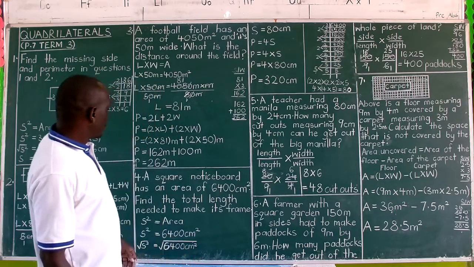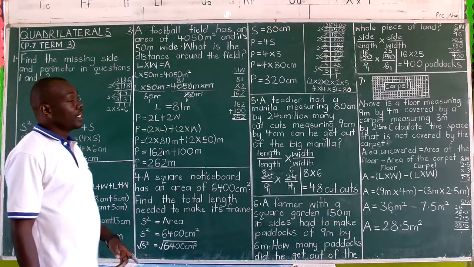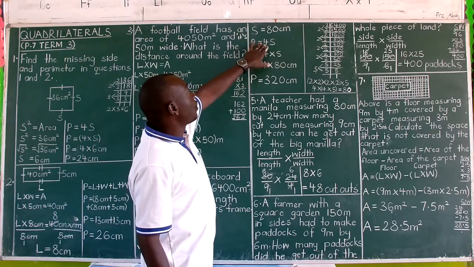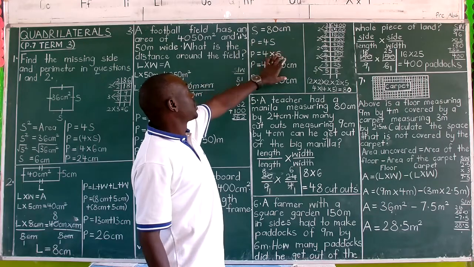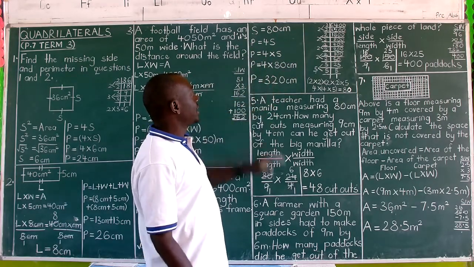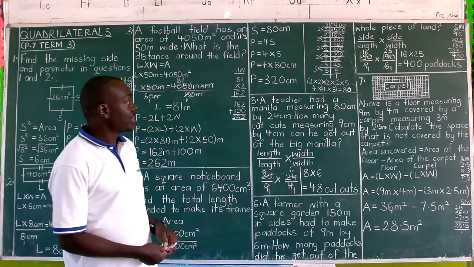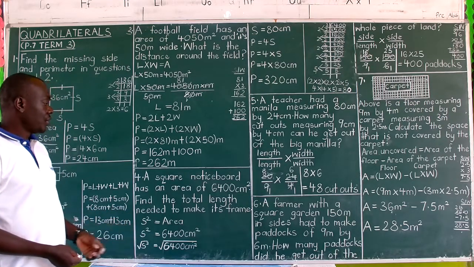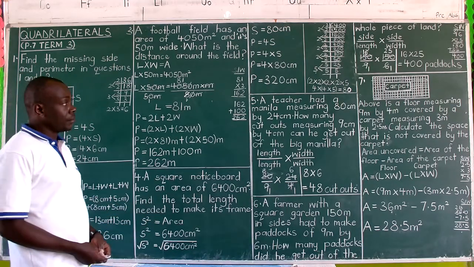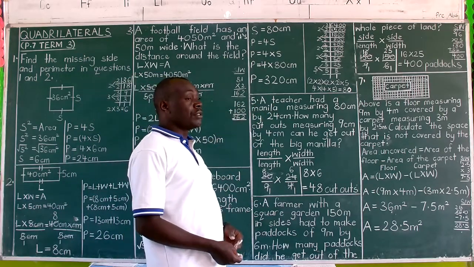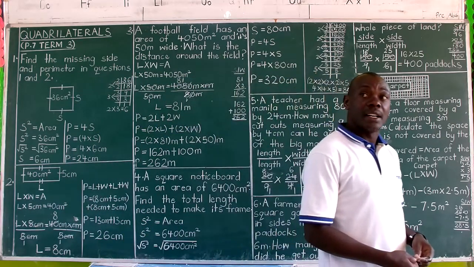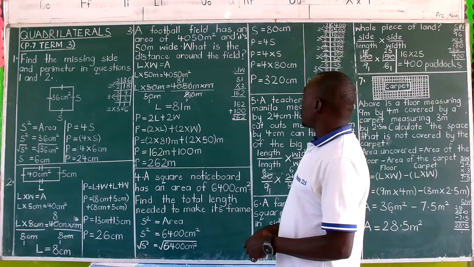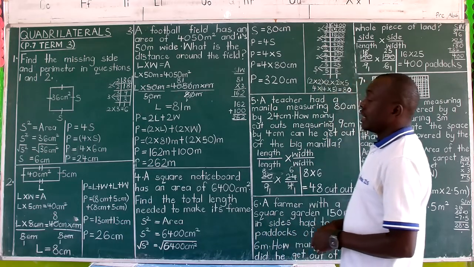Now, we want to get the total length needed to make the frame. So it goes around the board, with 4 equal sides. 4 times the side, 4 times 80 centimeters, and we get 320 centimeters distance around. So that's the total length needed to make a frame. You need a total of 320 centimeters of material to make a frame for this square notice board. That is the way we answer that one.